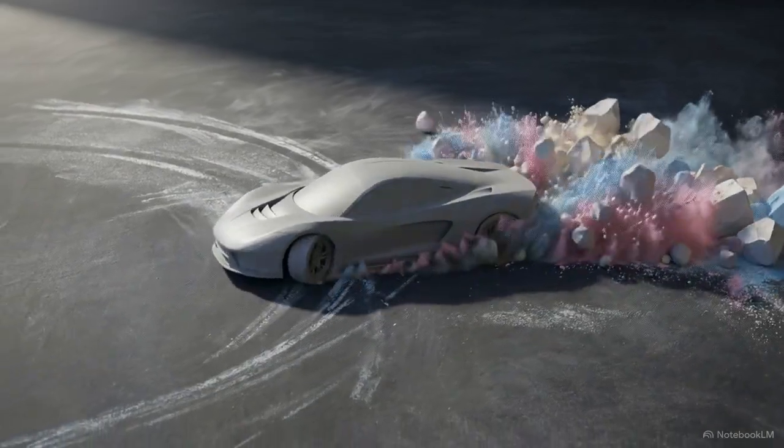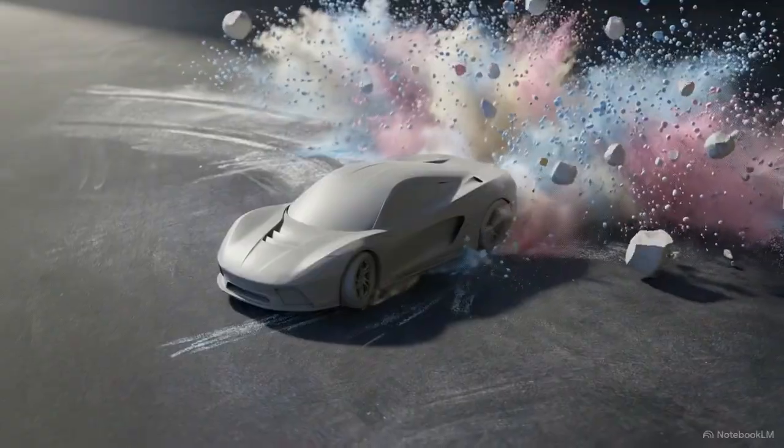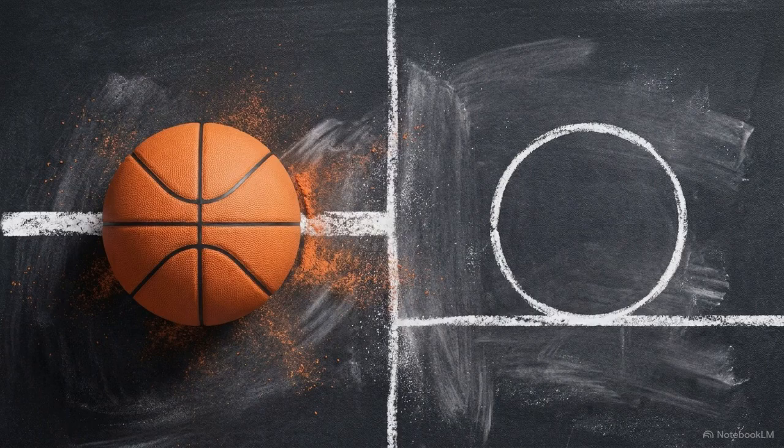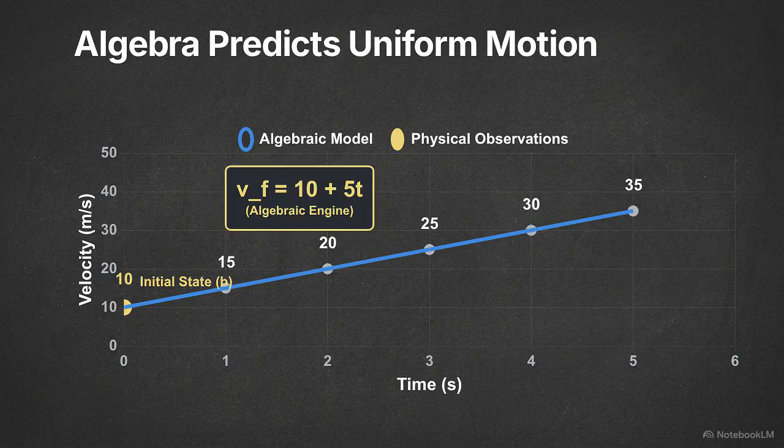Watch a car drifting through a turn or an athlete launching into the air. Predicting where they will end up requires translating that physical chaos into a rigid mathematical framework. Physics functions as a coordinate-based translation system. Once the physical world is mapped onto a grid, algebra performs the heavy lifting.